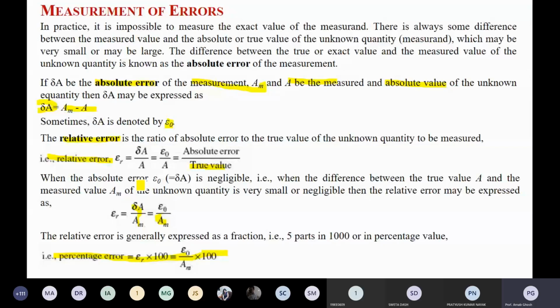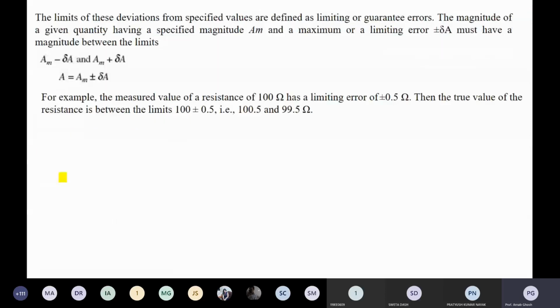Relative error is the ratio of absolute error to the true value, which is your reference value, your set value. Percentage error is that relative error converted to percentage. So the actual value A, that is the reference value or the set value, equals the measured value plus or minus the absolute error.